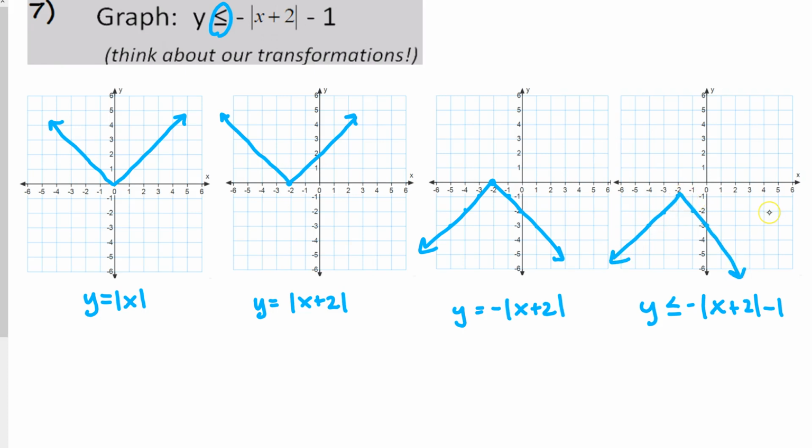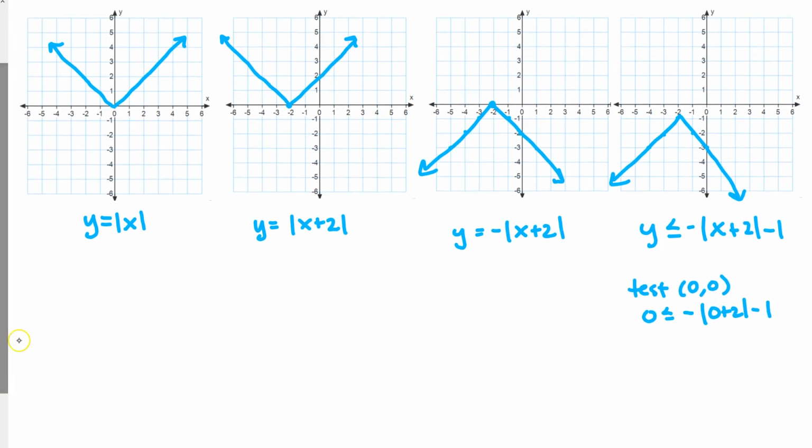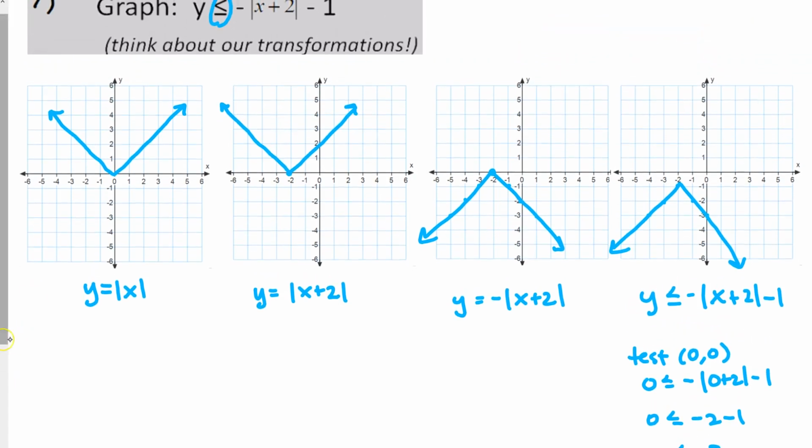It is solid because of the equal to. Now let's test 0, 0. 0 is less than or equal to the opposite of the absolute value of 0 plus 2 minus 1. Let's see if that's true or not. 0 is less than or equal to negative 2 minus 1. 0 is less than or equal to negative 3. Nope, that's false. So we're not going to shade 0, 0. So in this case, our options are to shade outside the V or inside the V. Since we're not shading 0, 0, we're going to shade inside the V.